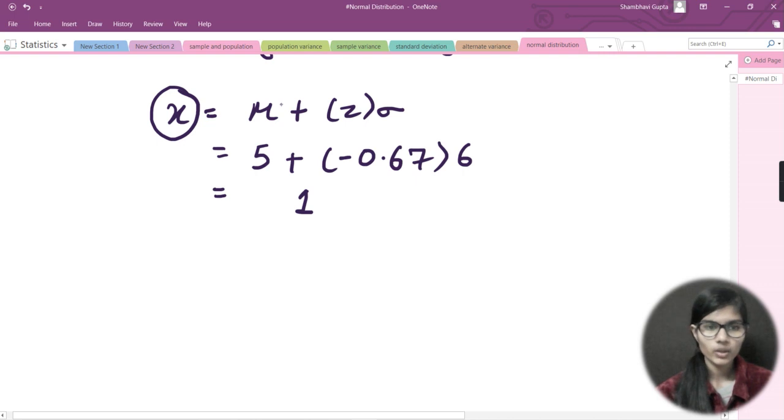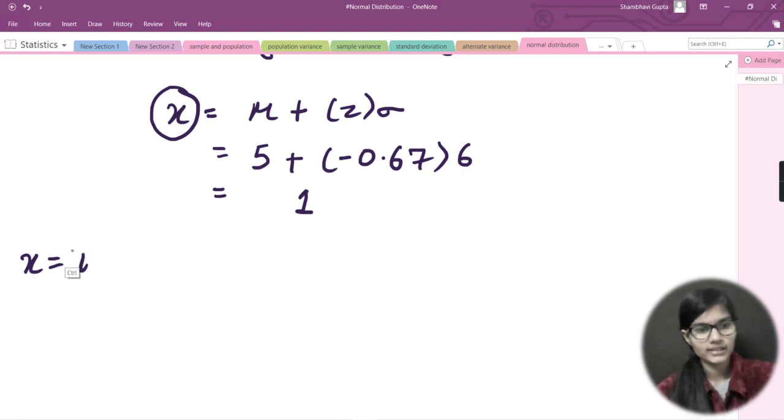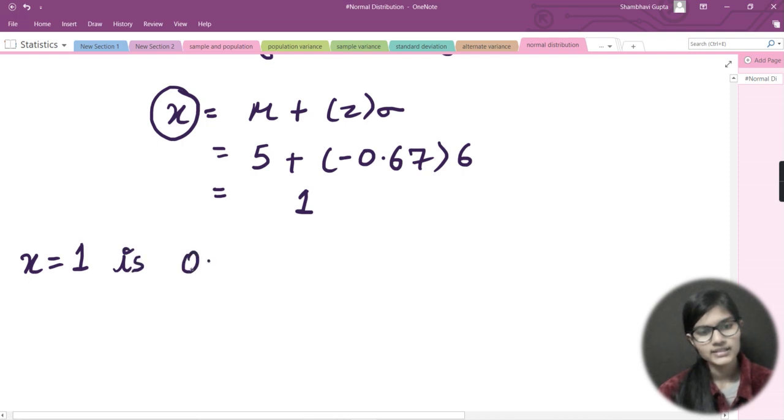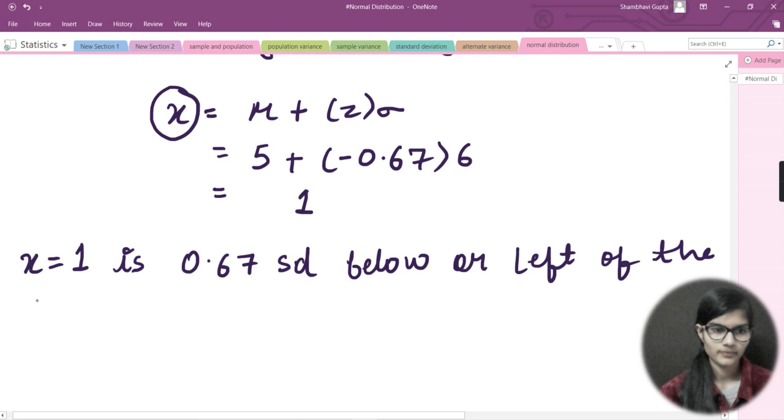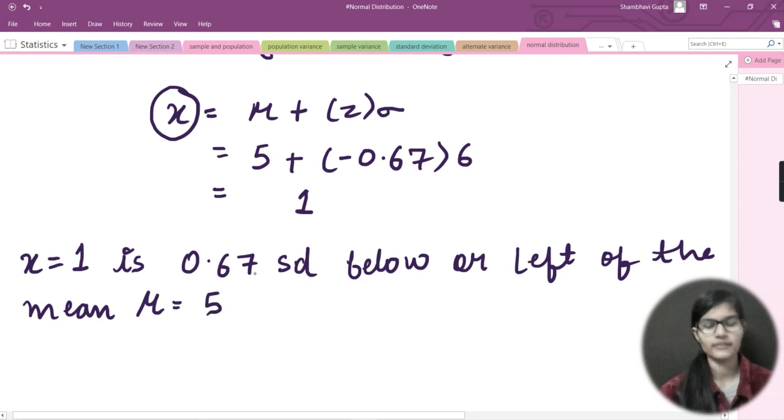So now from here what I can say, now just let me write x is equal to, okay, I will simply write and then I will explain what I'm going to tell. x is equal to 1 is 0.67 standard deviation below or left of the mean. Mu is equal to 5.